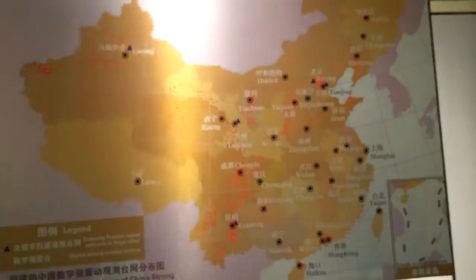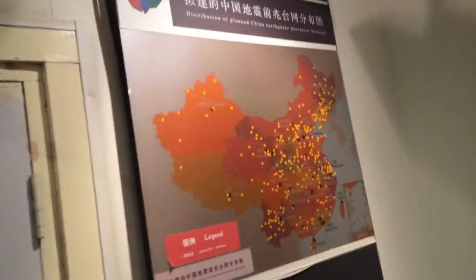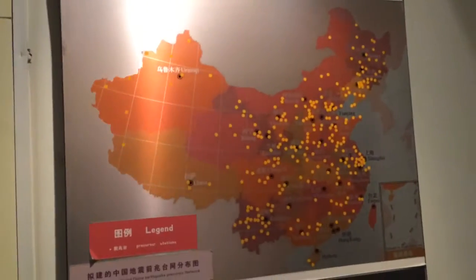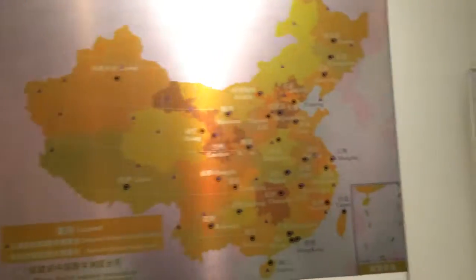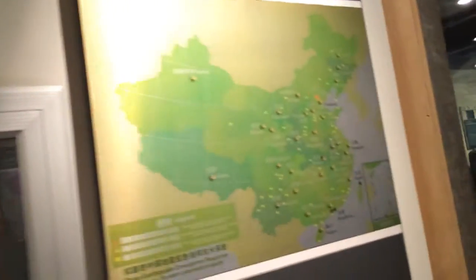Fixed stations, strong motion network, planned projects, distribution of earthquake precursor network, seismic observation network, digital seismographic emergency response directory. Beautiful. This is what I want to learn about.